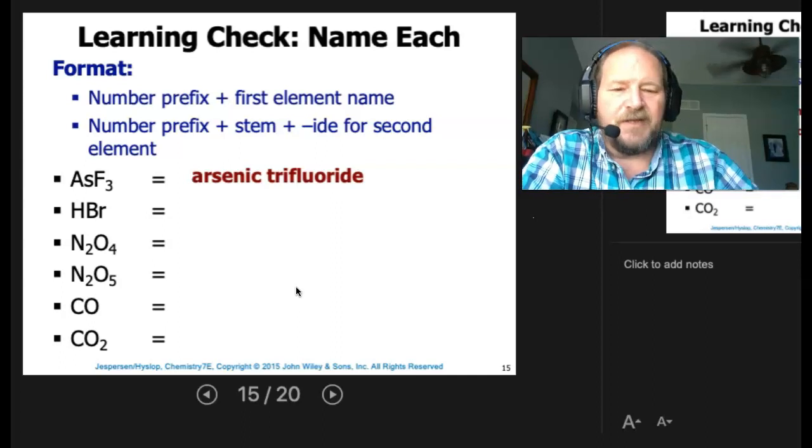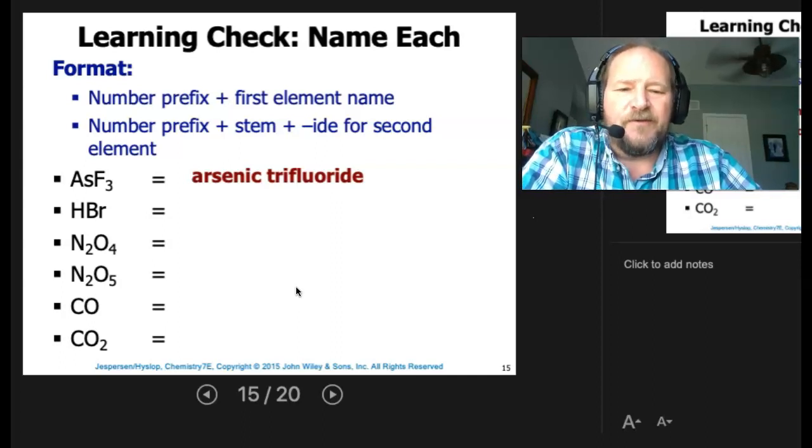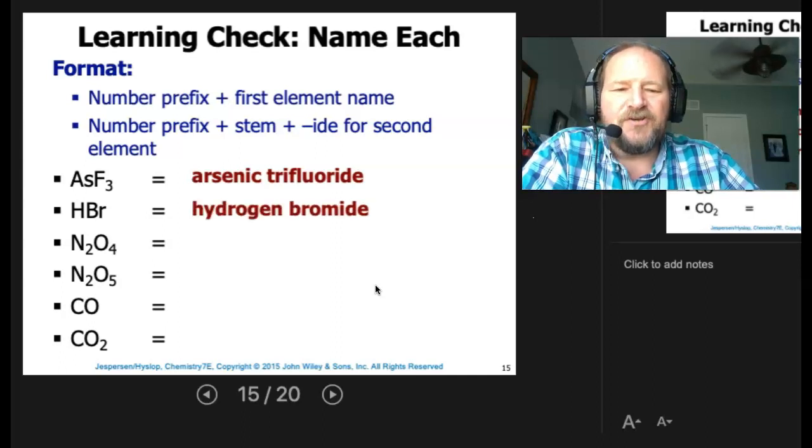All right, so if you've pushed play, then here we go. If you didn't, and you didn't heed my call here to pause it so you can practice, then you're about to go fast here. So HBr becomes hydrogen bromide.